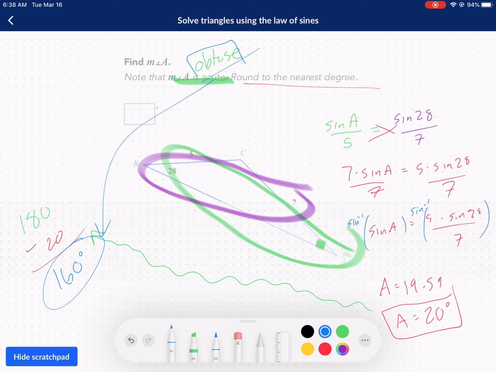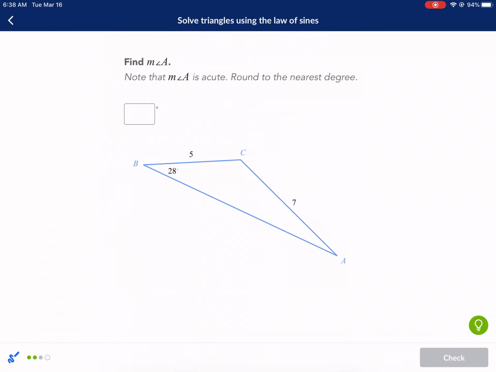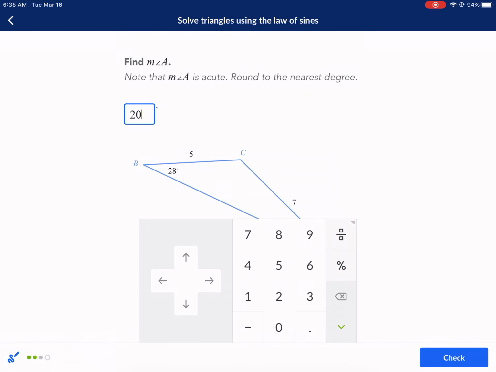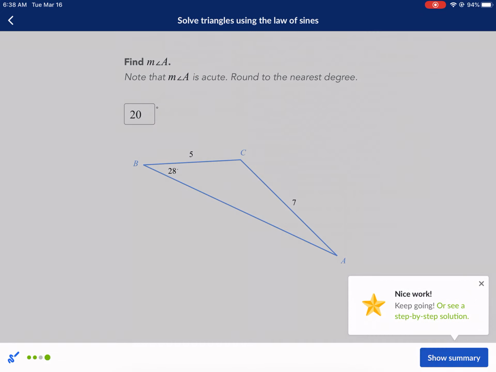You got to subtract it from 180 because law of sines is limited with obtuse angles. In this case, it says it's acute, so we're going to put in 20. But if it says obtuse, you got to subtract from 180. That's your warning. Okay, so there we go.